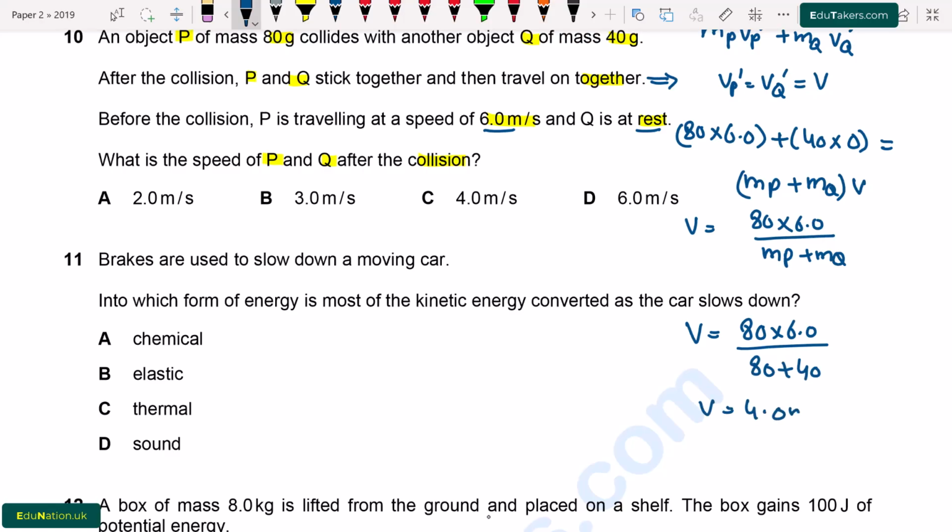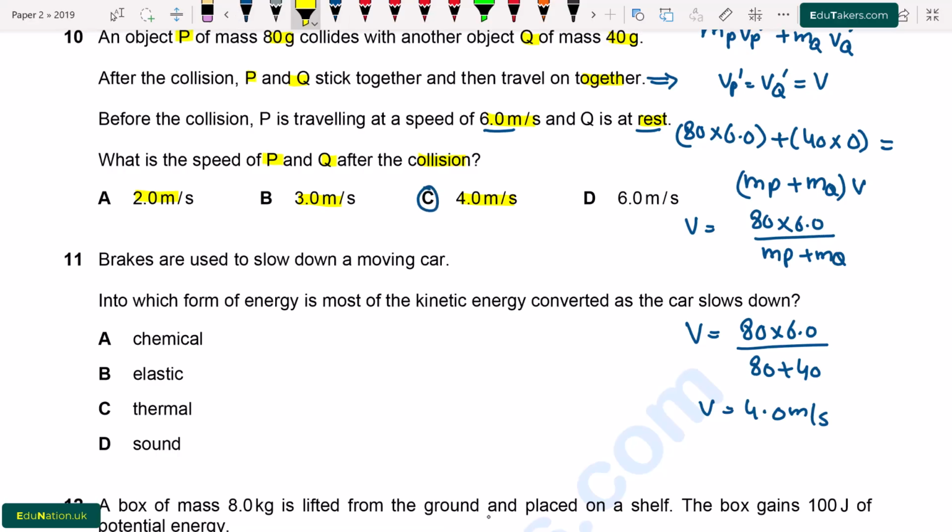4.0 meter per second. Here we see the options. Option A 2.0 meter per second, B 3.0 meter per second, C 4.0 meter per second. So option C is correct.